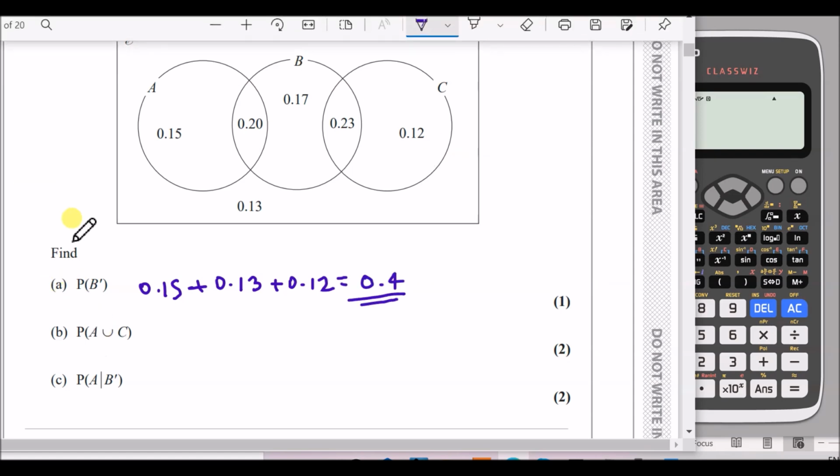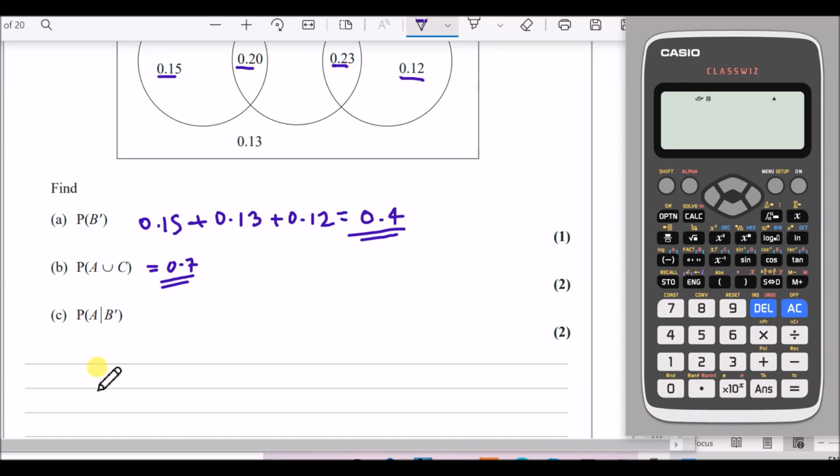Next, find the probability of A union C. This just means add up all the values in the A circle and all the values in the C circle. So we add up 0.15, 0.20, 0.23, and 0.12. When you add this up, you should get 0.35, 0.35, so 0.7. Okay, nice.